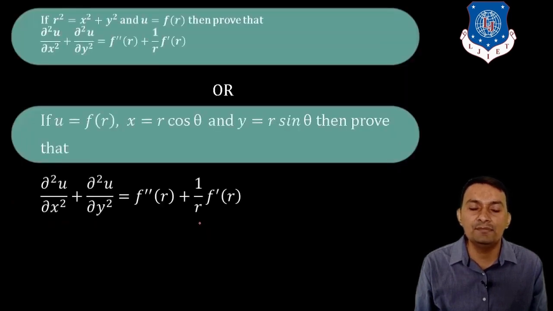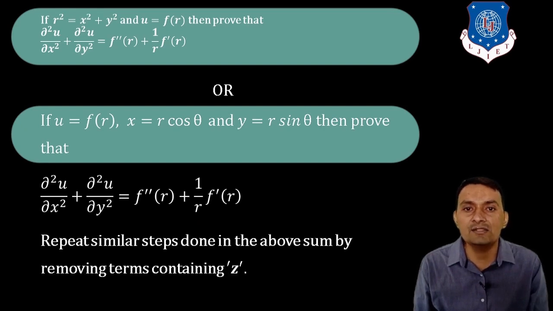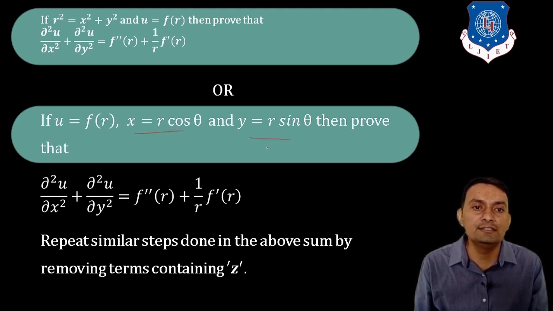This is another question, but this is for 2 dimensions. The previous one was for 3 dimensions. And a similar question you can do. And this question can be asked in this way: x is equal to r cos theta, y is equal to r sin theta. Still you can repeat the same procedure and you will get the same answer.